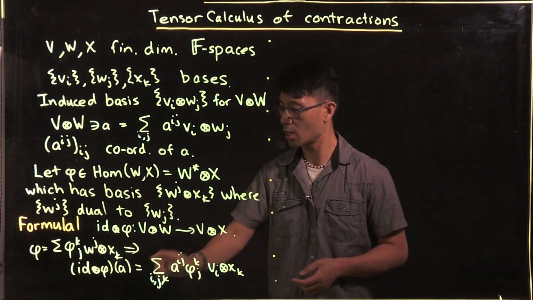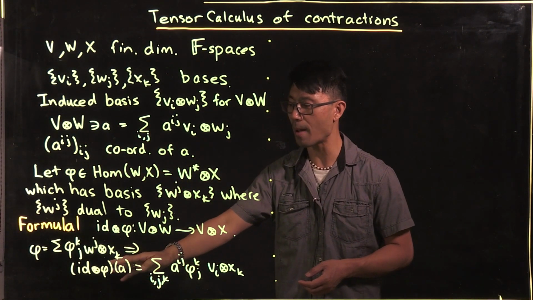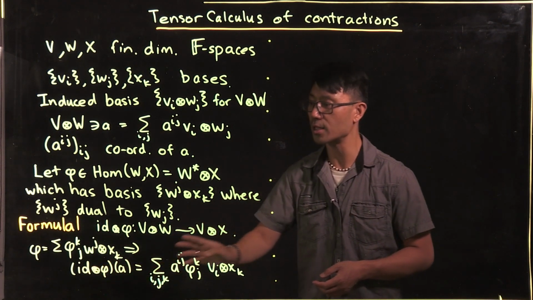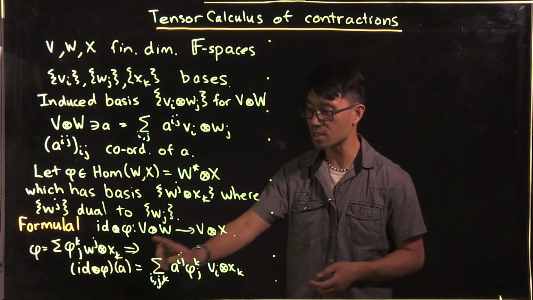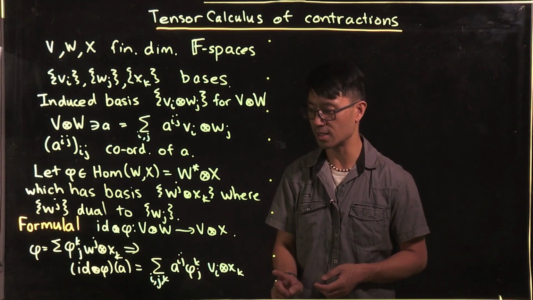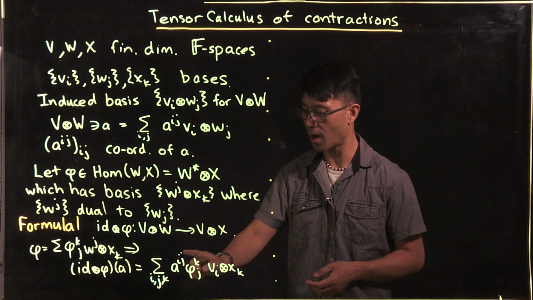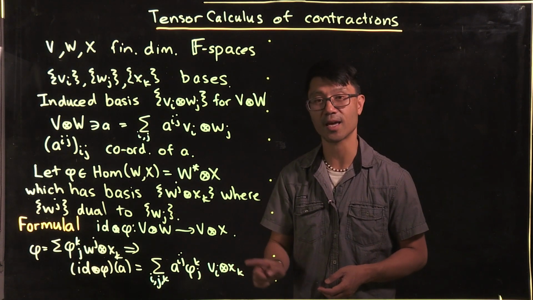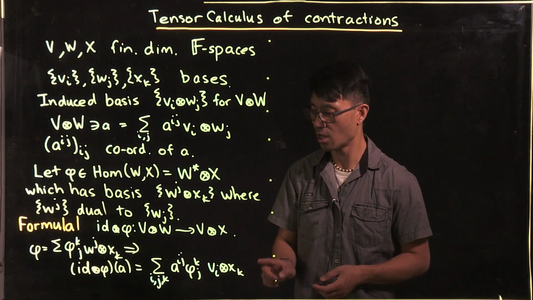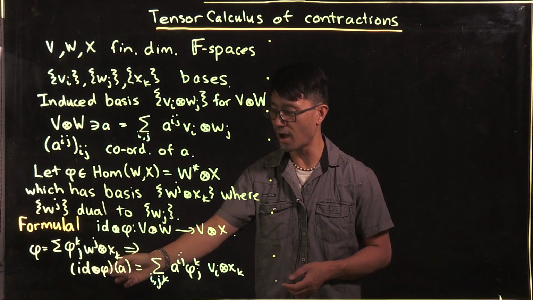If you apply this map to any tensor A inside V tensor W, so maybe A is this one here, you should be able to write out what that is in terms of the basis here, V_i tensor X_k. And what is that? Well, this is the formula that's given here, which tells us what it is, okay? It's going to be the sum over all i, j, k of A^{ij} phi^k_j, and that's the coefficient of V_i tensor X_k. Okay? So this is actually a very nice formula, okay? So what are the inputs in here? Of course, you put in the phi and the A.